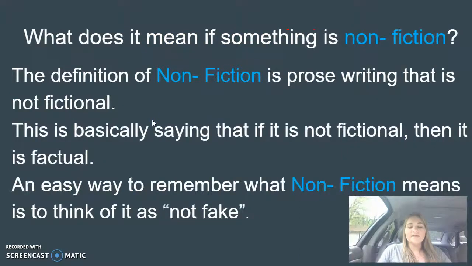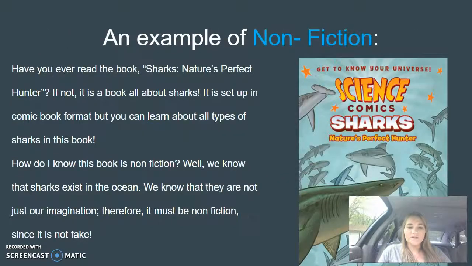So what does it mean if something is nonfiction? If fiction means fake, then nonfiction would mean real. The definition of nonfiction is prose writing that is not fictional. This is basically saying that if it's not fictional, then it has to be factual, and factual means real. So nonfiction is not fake.